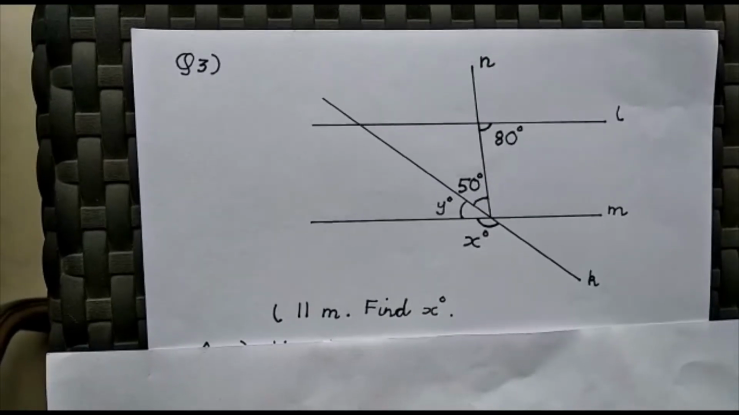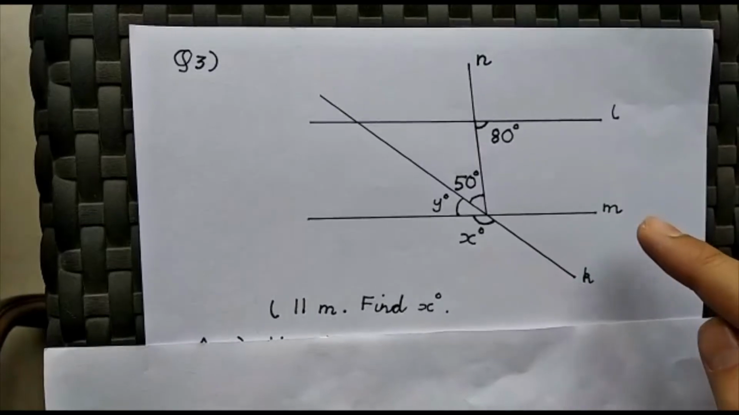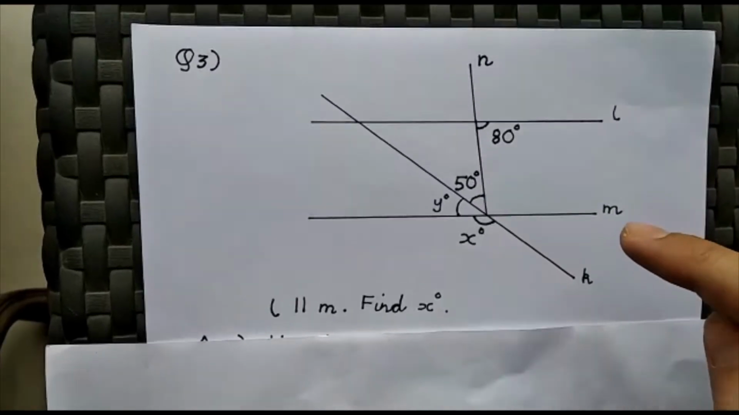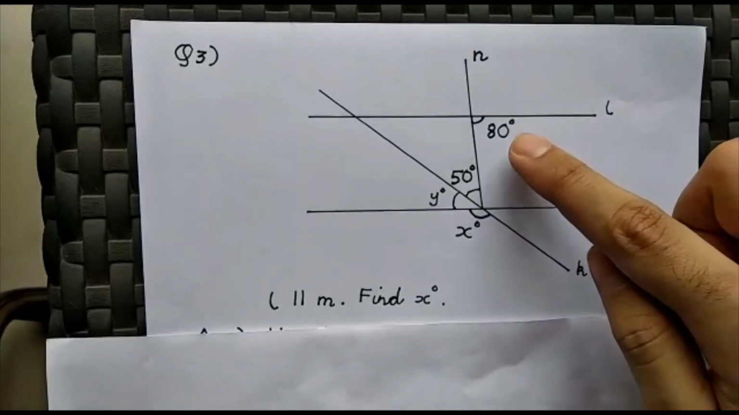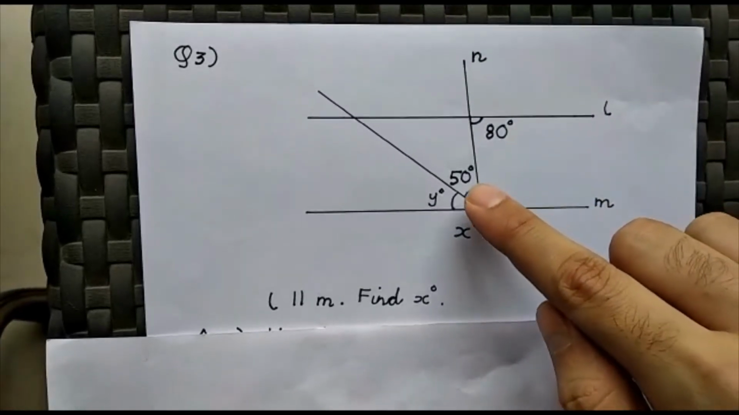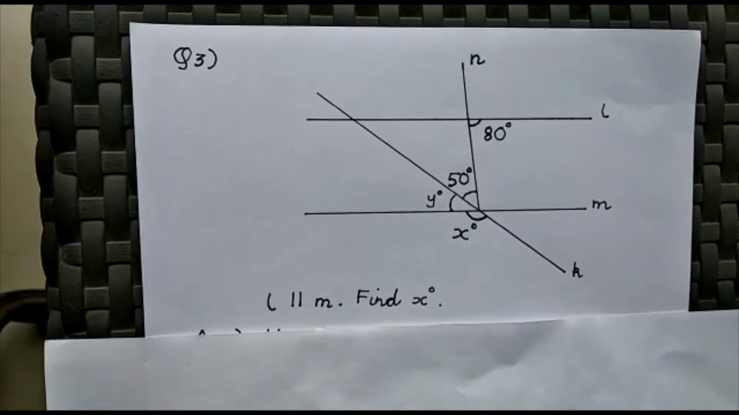Now let's move on to the third problem. They've given us two lines L and M that are parallel to each other and two transversals N and K. They've given us this angle to be 80 degrees and this angle to be 50 degrees. We are supposed to find the value of x. So let's start this problem.